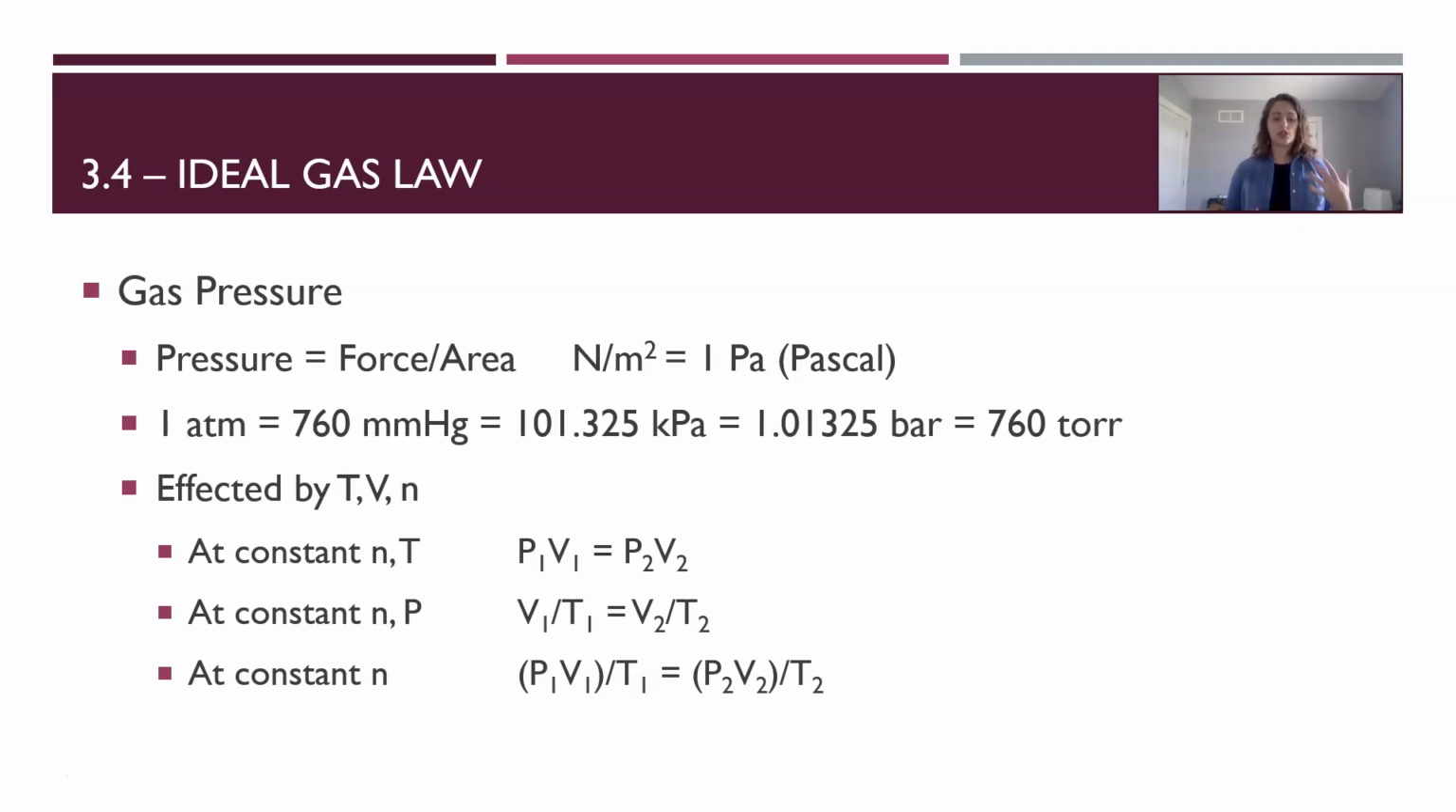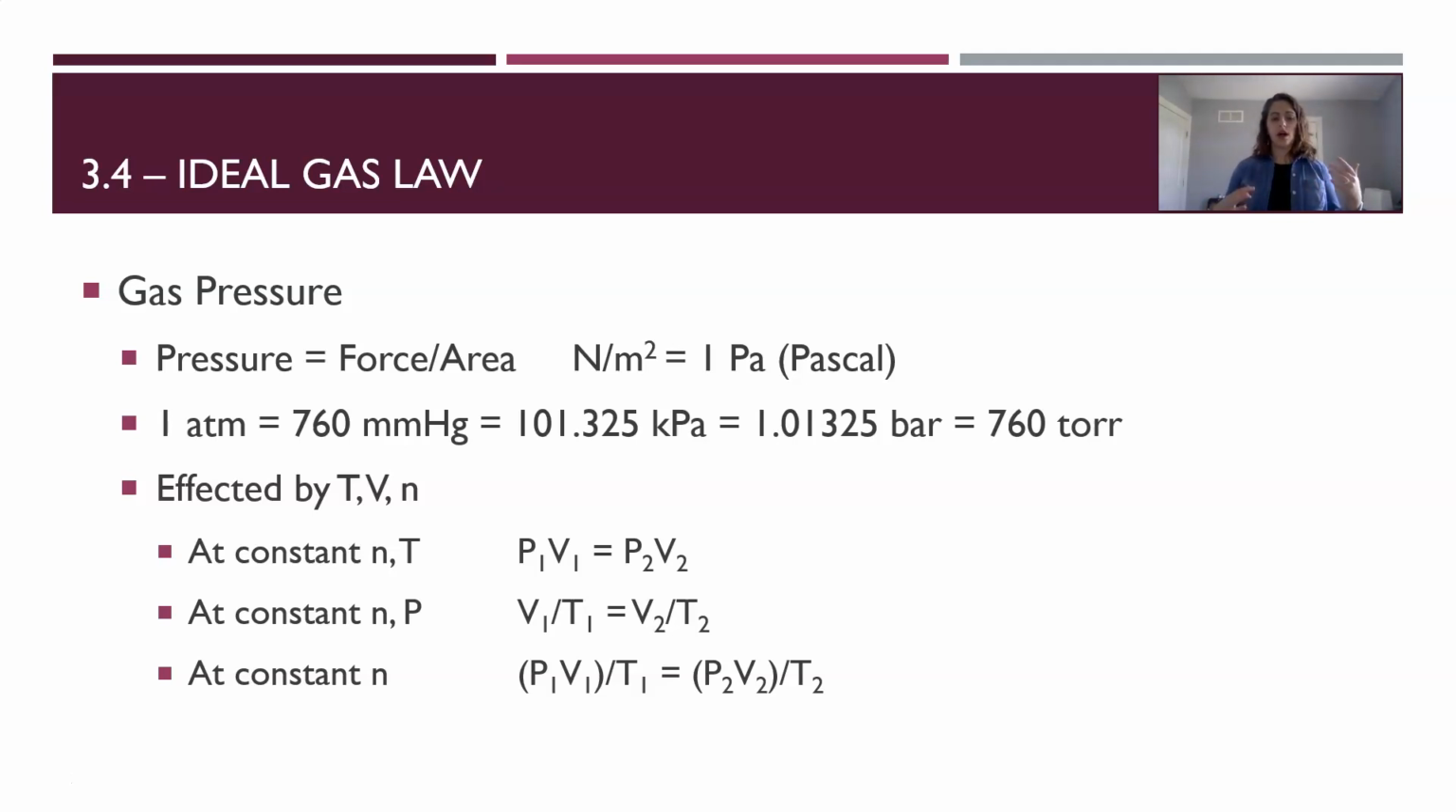When we keep 2 of the 3 constant, we can look at the effect of the other variables. So when we hold the number of particles and the temperature constant, it is an inverse relationship between pressure and volume. So that means as volume goes down, our pressure is going to go up. As volume goes up, our pressure goes down. So they go in opposite directions.